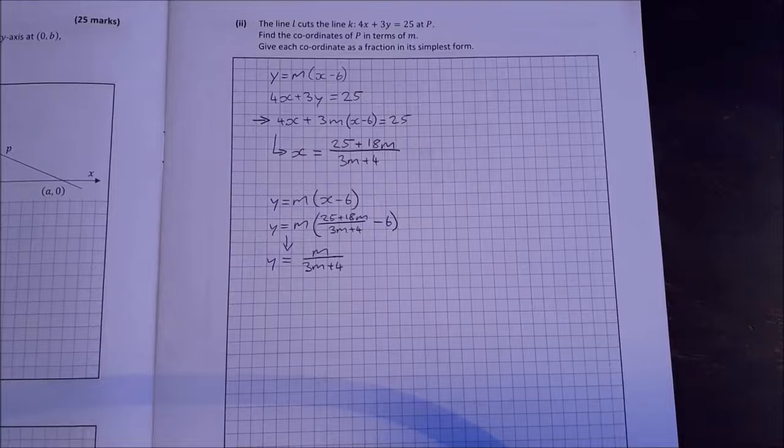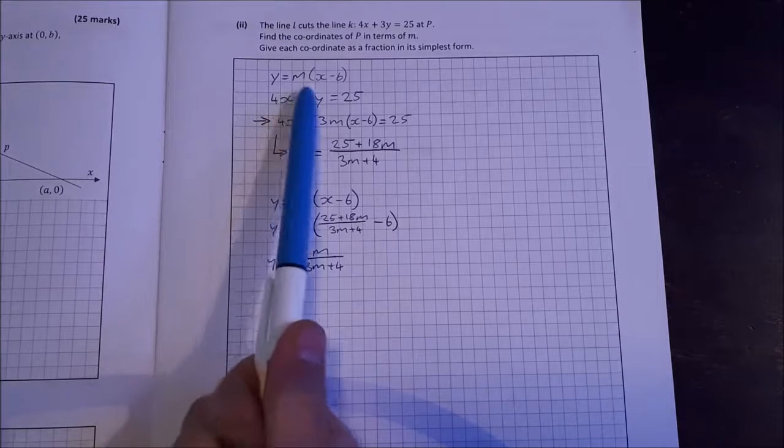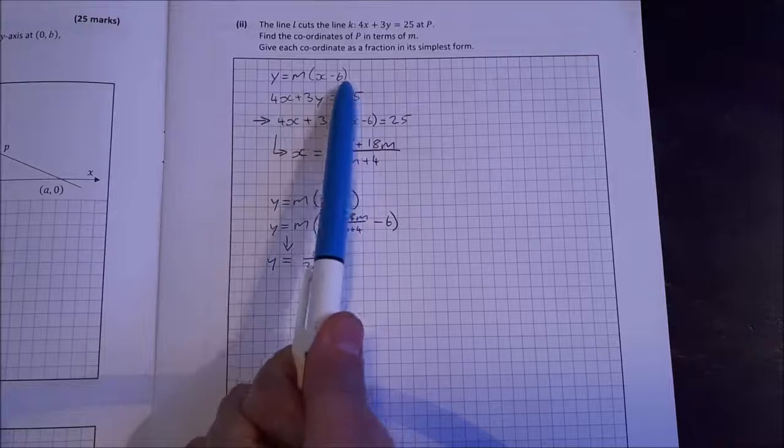The line L cuts k, which is 4x plus 3y equal to 25, at p. Find the coordinates of p in terms of m and give each coordinate as a fraction in its simplest form. So y is equal to m times x minus 6. This is the one from before.